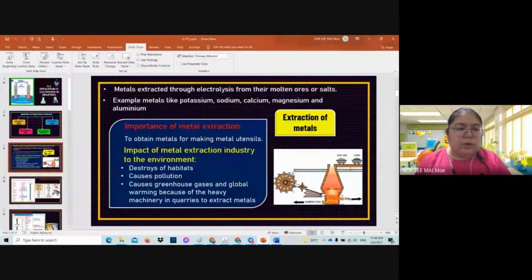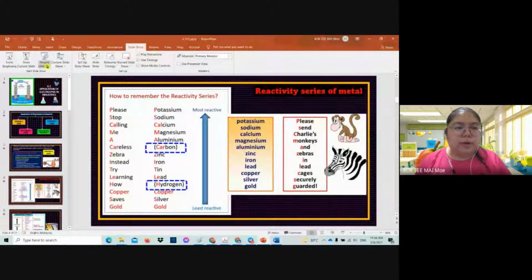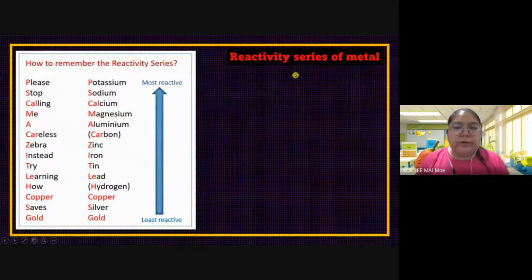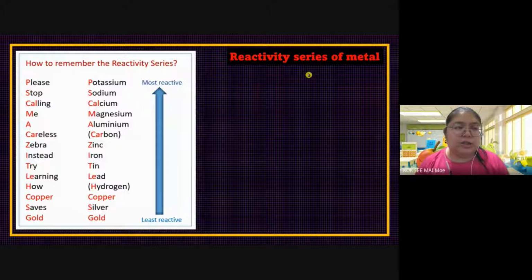So we continue to the next part: electrolysis for extraction. We need to follow the reactive series of the metals. Not every metal uses extraction by electrolysis; some use another method. This is the reactive series, so hopefully you remember the arrangement. The most reactive is at the top, and the lowest one is the least reactive.